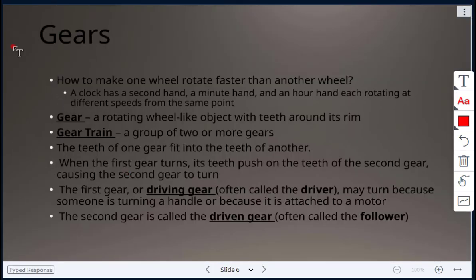All right, next we're going to look at gears. Think about a clock, like a grandfather clock. It has a second hand, a minute hand, and an hour hand, and each of those are rotating at different speeds from the same point. So how is this done? It's done using gears. The gears are put together so that one wheel is able to rotate faster than another wheel. A gear is a rotating wheel-like object, and it's got teeth around its rim.